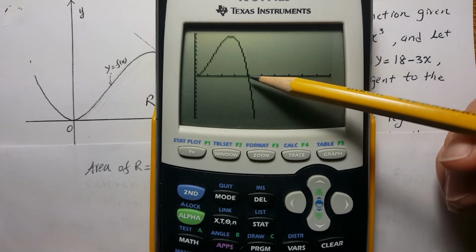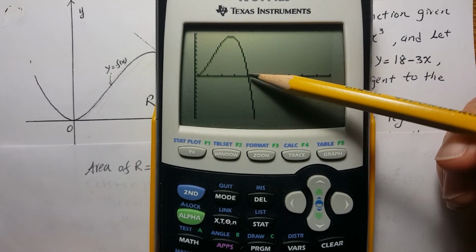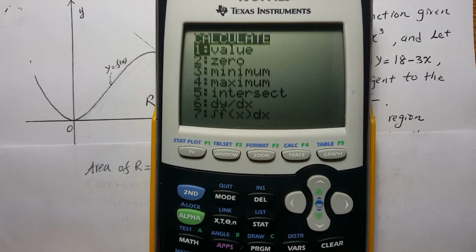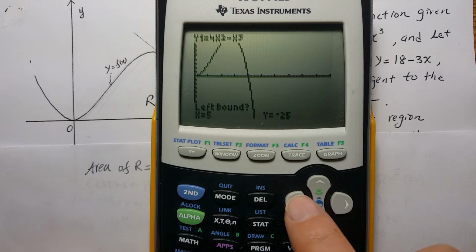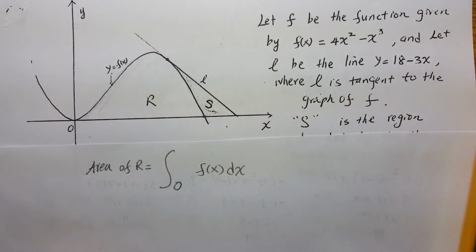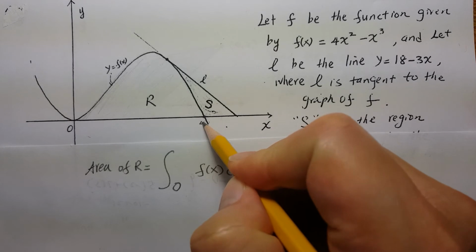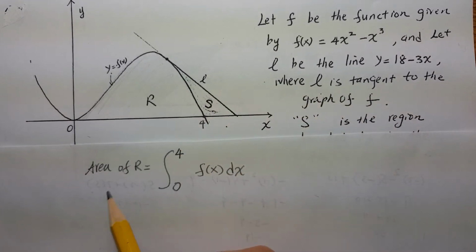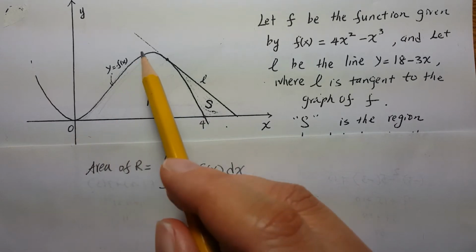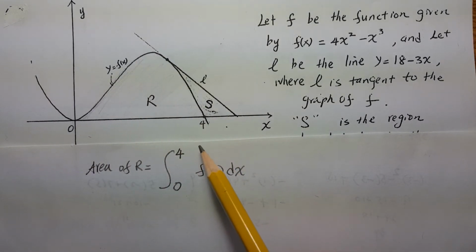Okay, so now this is the point that I'm looking for. So I'm going to do second trace 0, and then I am going to look at this point, 4 comma 0. So that is 4. So that means the area R equal to integral 0 to 4 under one single function f of x.